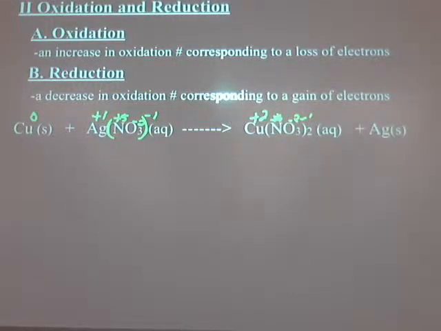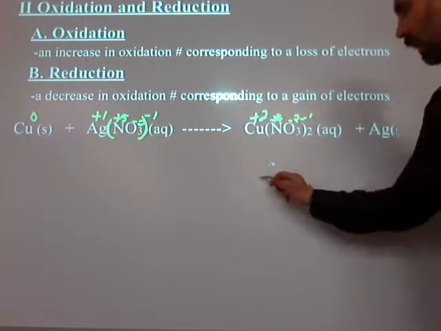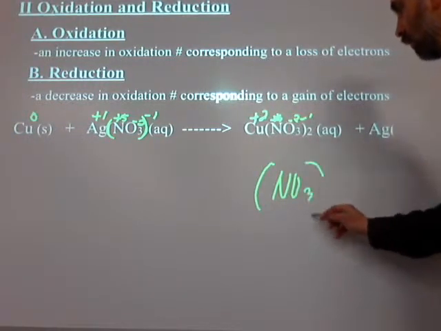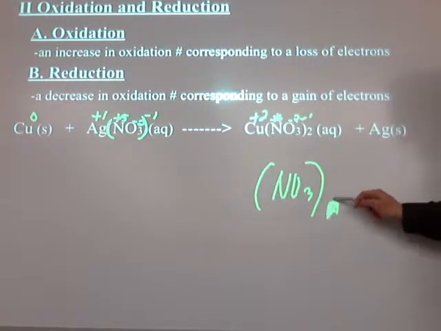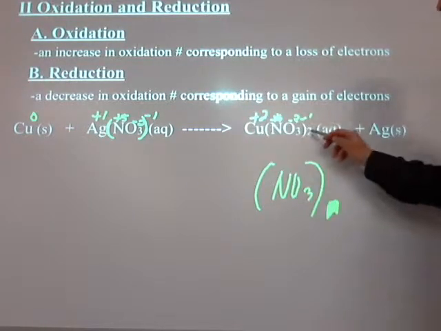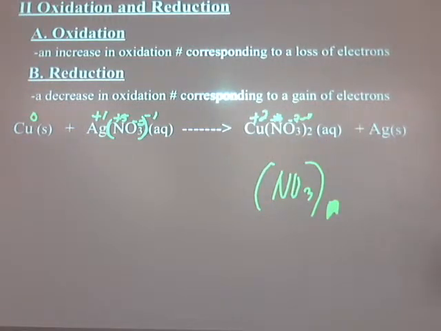One quick question. You do not have to use the 2, correct? If I'm just looking at nitrate separately, I don't use any subscripts outside because there was no subscript outside of that one. It's the same thing. But if I'm trying to figure out copper, of course I do. 2 times -1 is -2. Gotcha. All right. Silver by himself, what is he? 0. Okay.